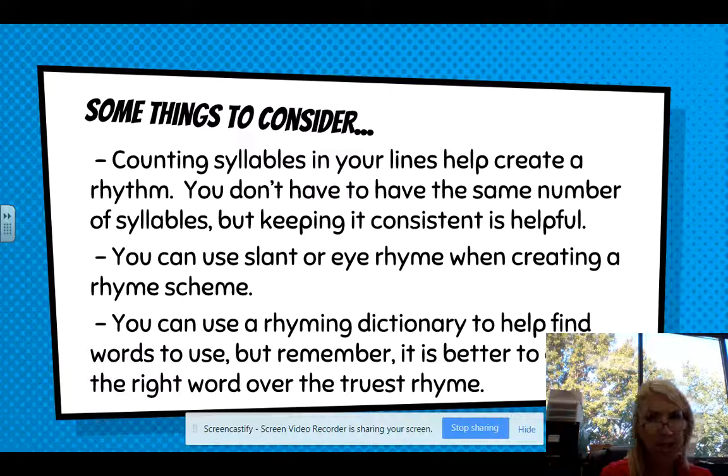You can use slant or eye rhyme when creating a rhyme scheme, 100%. If you're trying to follow a pattern, the most important thing with poetry is choosing the just right word. So sometimes a word that rhymes exactly is not that just right word. Every word counts in a poem, right? You don't want to have all that filler. Sometimes it'll take me 30 minutes to find the right word to use in a poem, but that's what crafting a poem is all about. One thing that can be helpful is you can use a rhyming dictionary to find the words to use, but remember it's better to choose the right word over the truest rhyme.